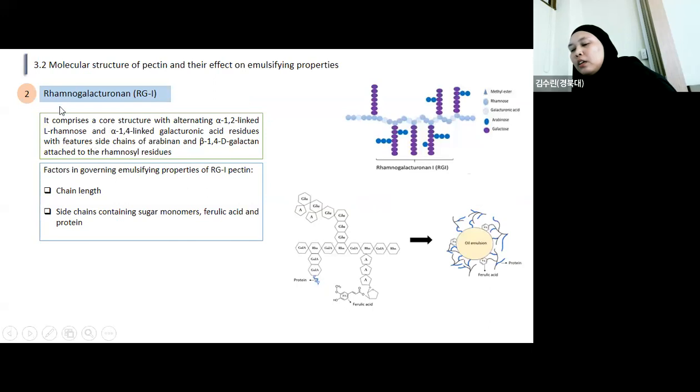And then this is the second type of pectin, RG1. So RG1 is comprised of a core structure consisting of alpha-1,2 linked rhamnose and also alpha-1,4 linked galacturonic acid with future side chain. So as we can see here, it has more side chain sugar attaching to the pectin structure. Normally the rhamnose here, the rhamnose in blue color, will attach to different types of sugar side chain, and it also will be attached with ferulic acid and also protein. So in RG1, the factor governing emulsifying properties derives from chain length, and the second factor is from the side chain.